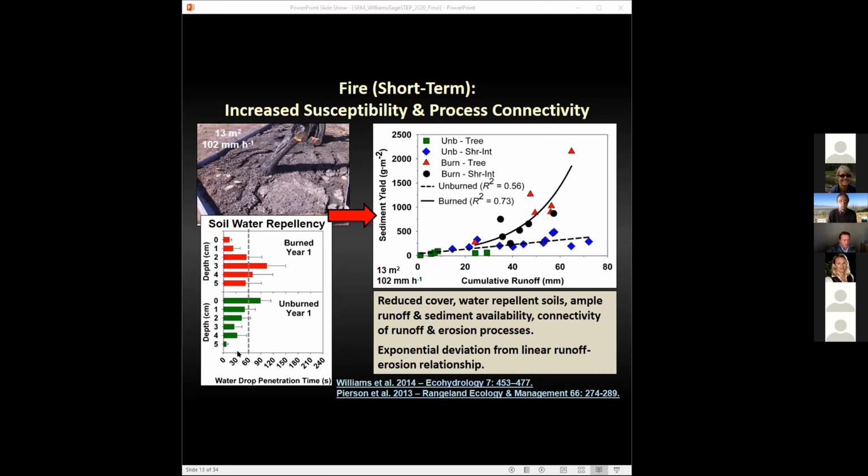For the unburned condition, the litter tends to buffer that effect, but once it's removed by fire, that tends to propagate runoff, which then moves across the plot and forms these concentrated flow paths. And that's one of the main reasons for this exponential change in that runoff and sediment yield relationship.